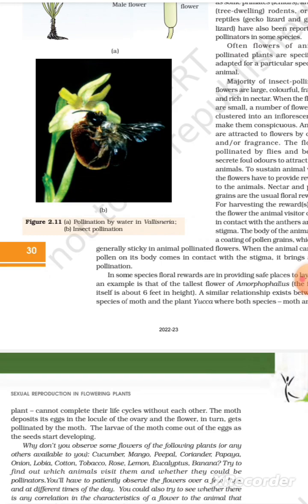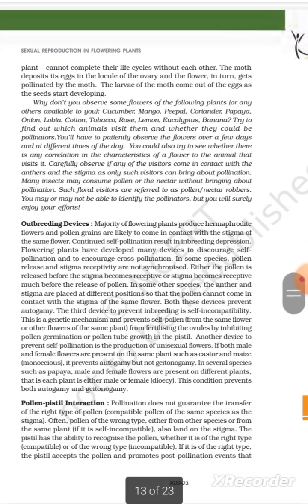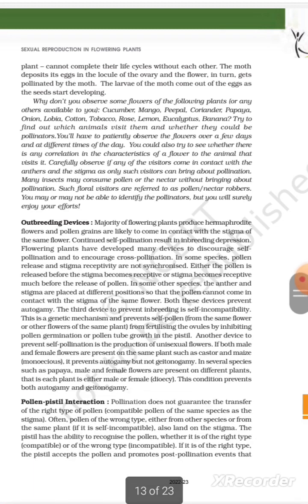Why don't you observe some flowers of the following plants or any other available to you: cucumber, mango, peepal, coriander, papaya, onion, lobia, cotton, tobacco, rose, lemon, eucalyptus, banana. Try to find out which animals visit them and whether they could be pollinators. You will have to patiently observe the flowers over a few days and at different times of day. You could also try to see whether there is any correlation.